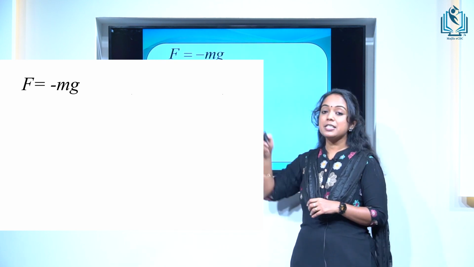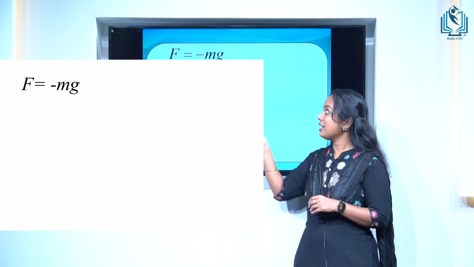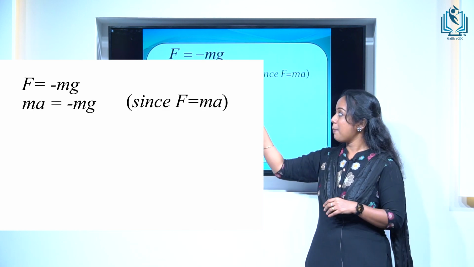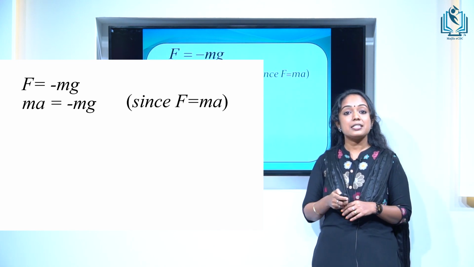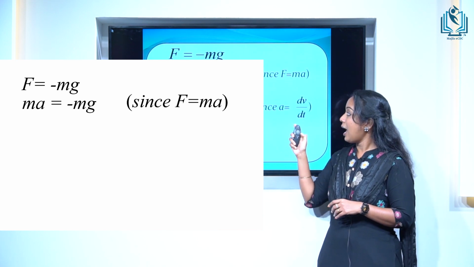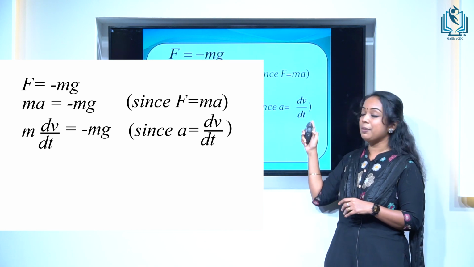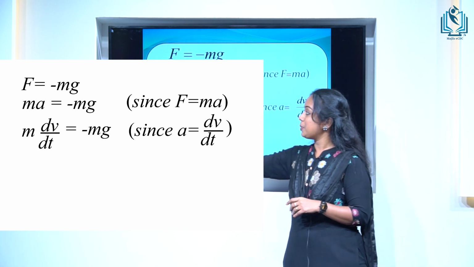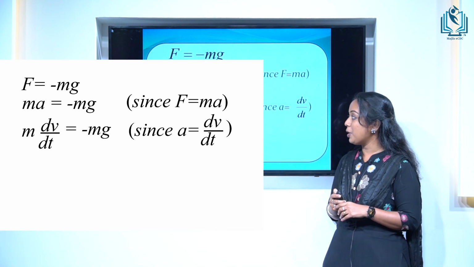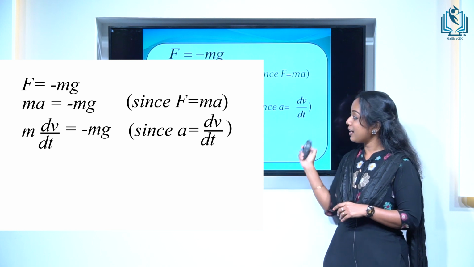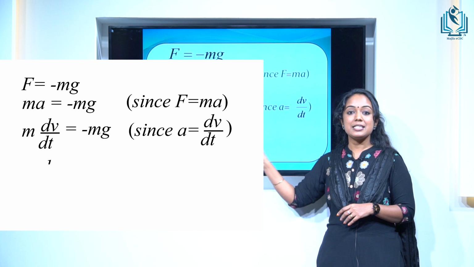We know that F is equal to ma, that is the general expression for equation of motion. Then this expression can be written as ma is equal to minus mg. Here a is acceleration. Acceleration is the rate of change of velocity with time, that is dv by dt. So, we can substitute it in this place. Then we get m into dv by dt equal to minus mg. On rearranging this expression, we get m into dv by dt plus mg equal to 0.